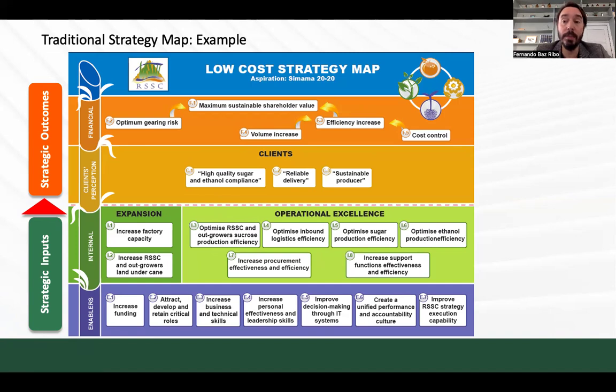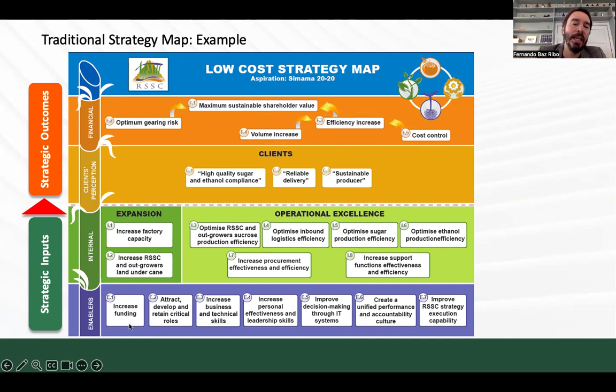Drip irrigation actually is more expensive, but it grows cane that is much thicker with much more sucrose, with much more sugar. And therefore, you can see again, the volume increase in sugar was bigger than the increase in the cost, therefore it was decreasing unit cost, therefore it was making the company financially sustainable, right? So you can see how traditional strategy maps help you to achieve your key financial outcomes. And therefore, finally, here at the bottom, you have the enablers.